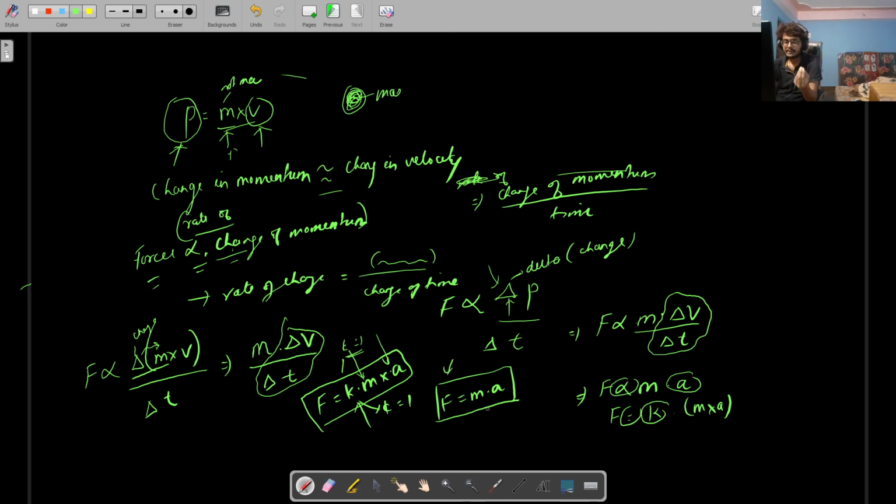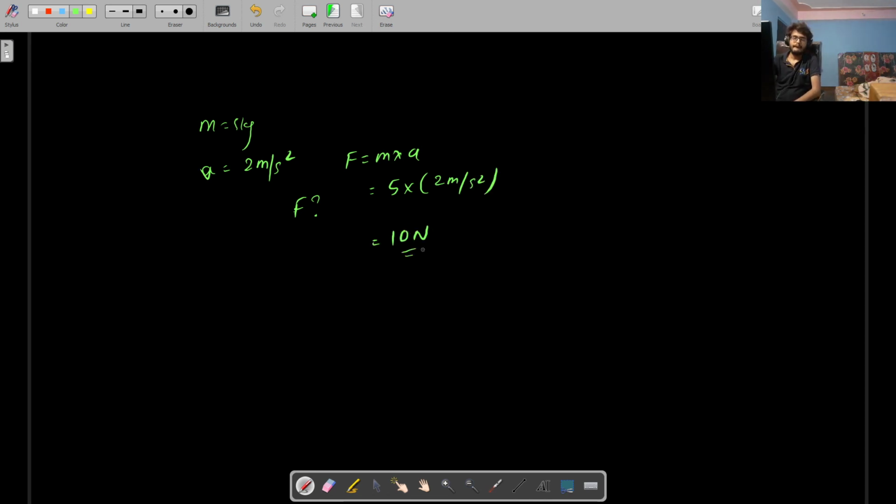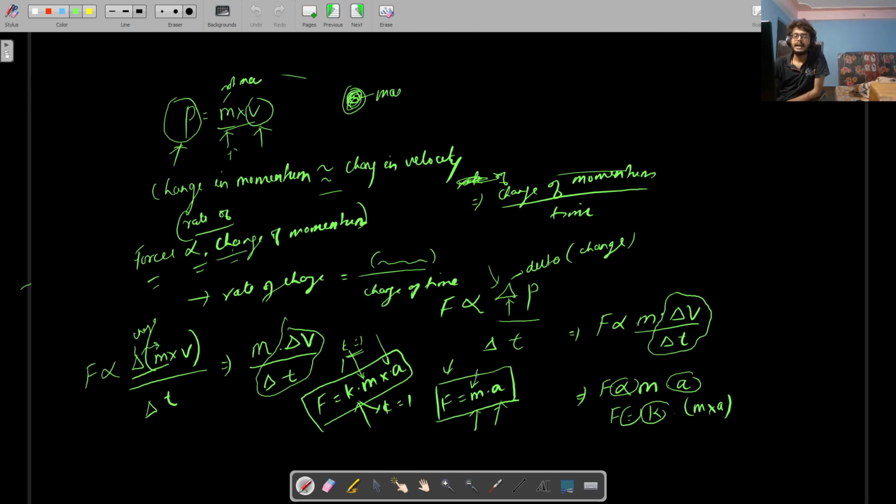So force exerted by a body of mass m kilogram is F equal to m into a, where a is the acceleration of the body. So if I say I have a body of mass equal to 5 kilogram who is accelerating at 2 meter per second square, find the force. If you are told to find the force, force will be nothing but m into a. So m is 5 kilogram into 2 meter per second square. This is equal to 10 Newton. So this is the way to do this. Force is nothing but the product of mass and acceleration of a body. So this is Newton's second law of motion.